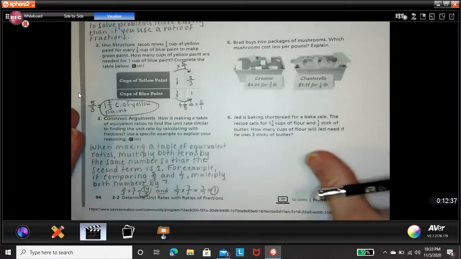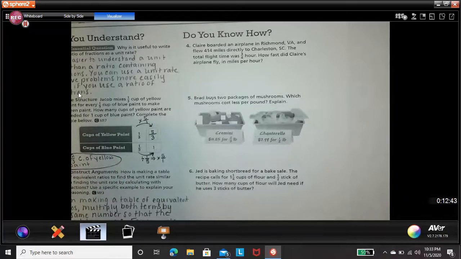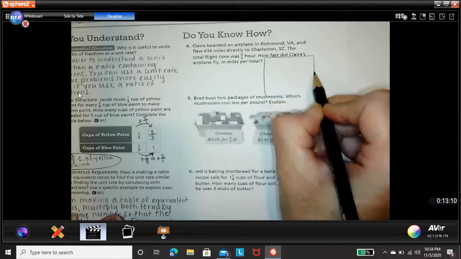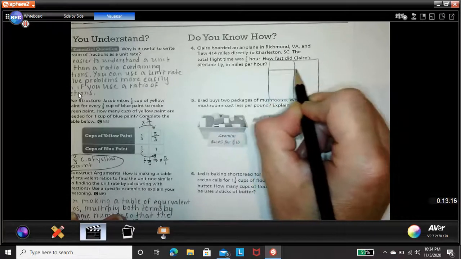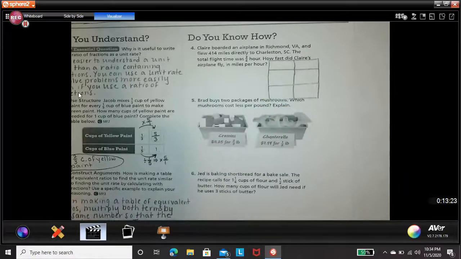All right, let's move on to the 3 questions on the right-hand side of this page. Number 4, Claire boarded an airplane in Richmond, Virginia, and flew 414 miles directly to Charleston, South Carolina. The total flight time was 3/4 of an hour. How fast did Claire's airplane fly in miles per hour? Let's go ahead and set up our table. We'll set up this table vertically. And I would like you to go ahead and write in the units of measure that we need for this table.